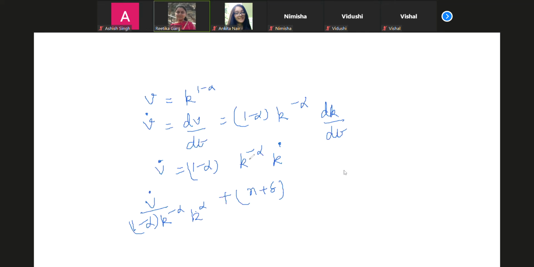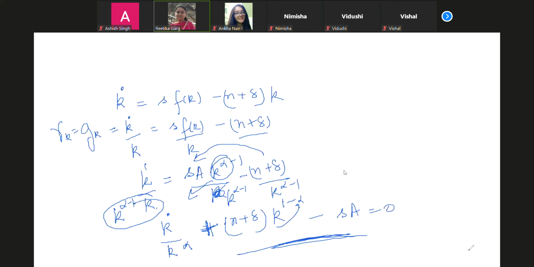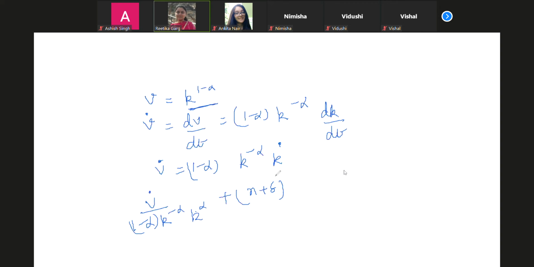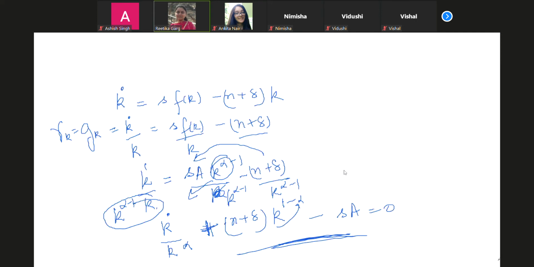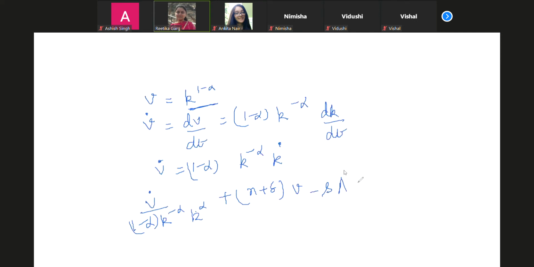Now, k to the power 1 minus alpha is nothing but v, and then minus sA. You can then write this as v dot plus (1 minus alpha)(n plus delta) v minus s(1 minus alpha)A is equal to 0. Everybody convinced? This is just mathematical.